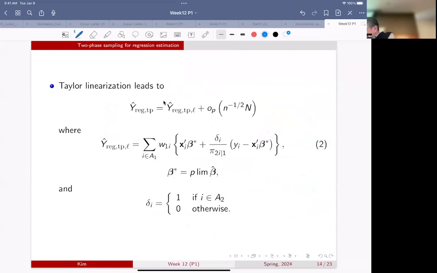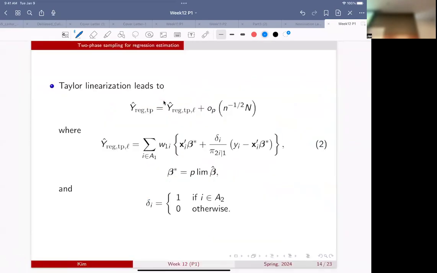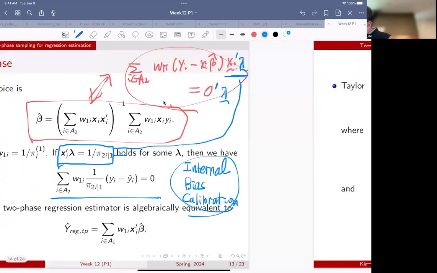And then Taylor expansion. So if you do the usual Taylor expansion, the only thing is that beta hat. Think about conceptually, what is the conceptual limit of beta hat that is negligible. This part is actually the same as beta hat minus beta star times x hat here.